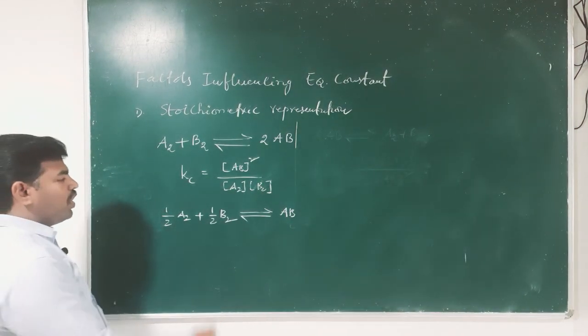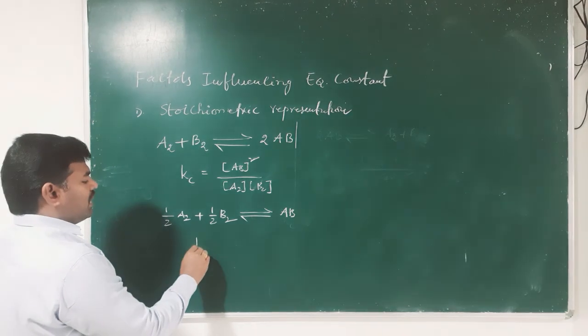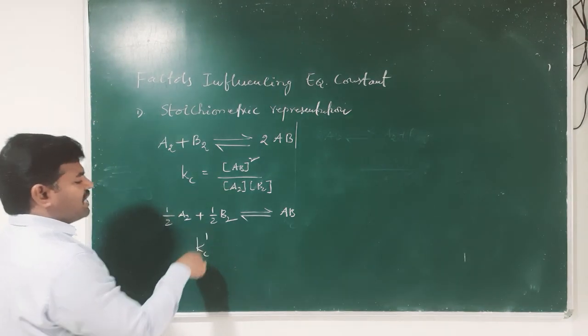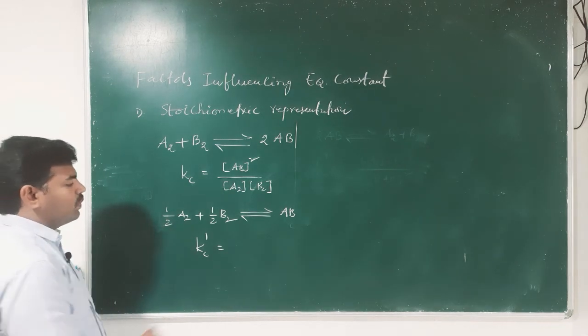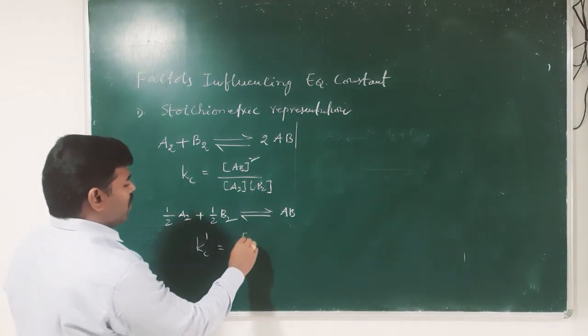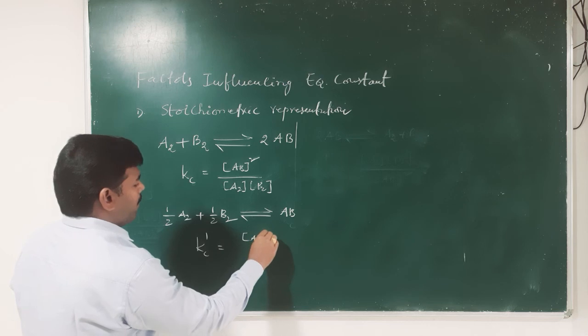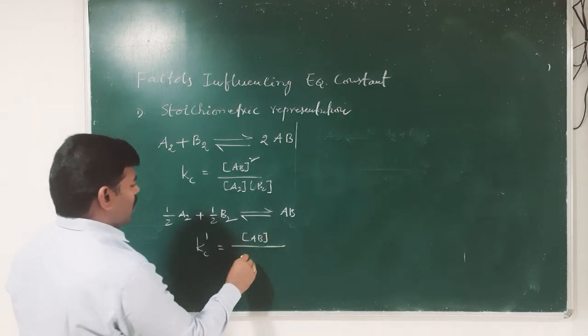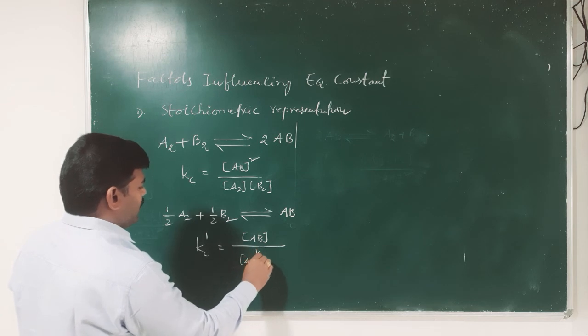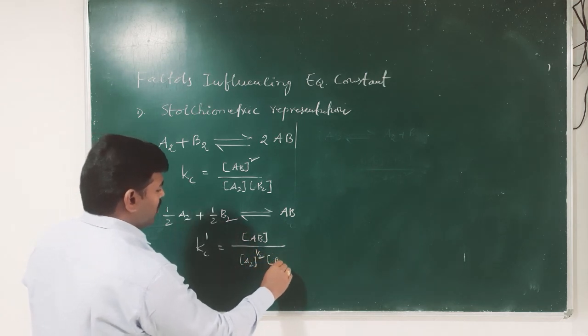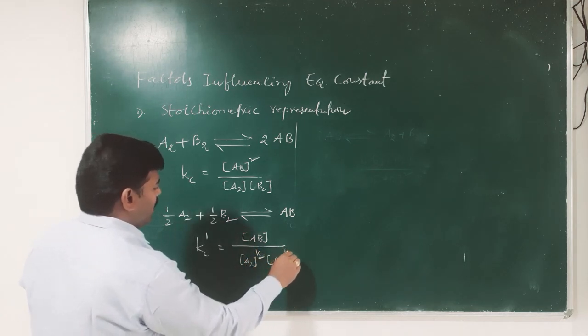So, the equilibrium constant Kc dash is equal to concentration of AB by concentration of A2 power 1 by 2 and concentration of B2 power 1 by 2.